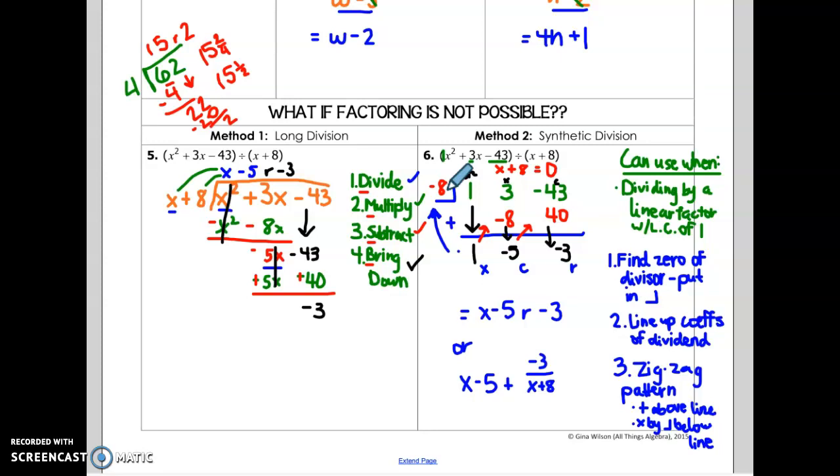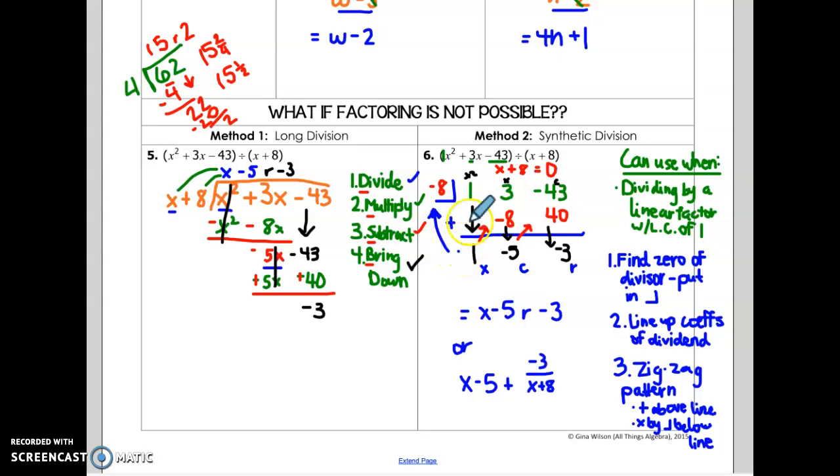Okay, then I line up the coefficients of the dividend. I've got 1, 3, and negative 43, and I always make sure to line them up. I've got x squared, then x, then my constant. I always put a little c there. Okay, and then we use a zigzag pattern. The next thing I always do is set up this line, and I do a plus above the line and a multiply below the line.